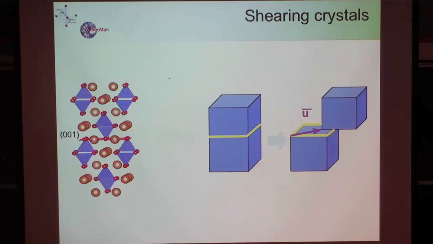But it's a useful guide to find the possible dislocations in a structure. And it's also an ingredient for one of the models I will not present, the Peierls-Navarro model, which is one of the ingredients that we can put into a model to calculate dislocations.